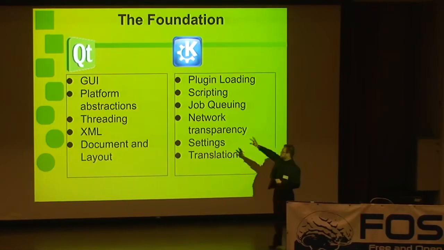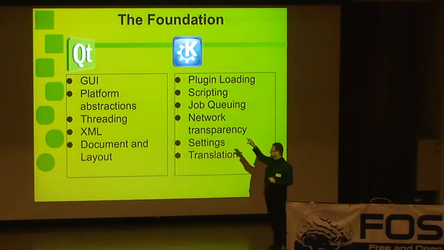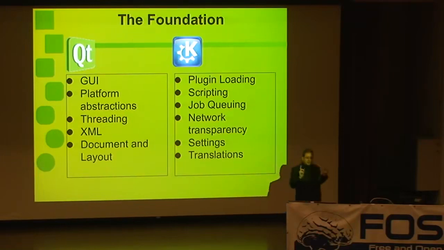So what are we using Qt for? Qt is our main GUI platform, but Qt is more than just a widget library. It provides our platform abstractions. It provides us with threading. We use threading a lot. It provides our XML handling. And it provides, and this is quite unique, our text document architecture.